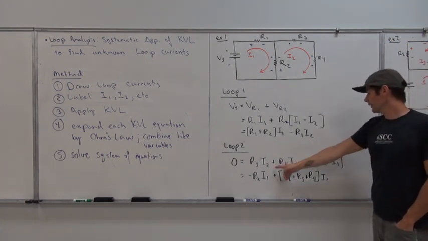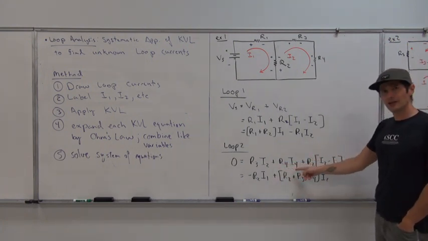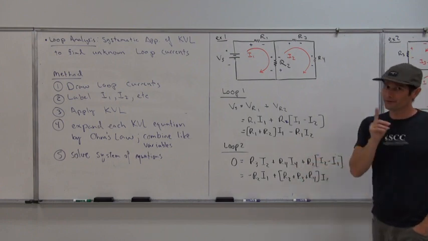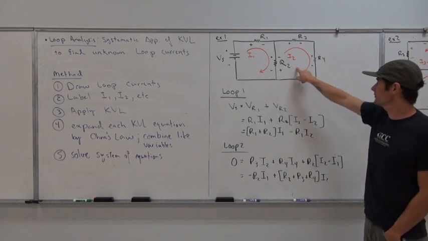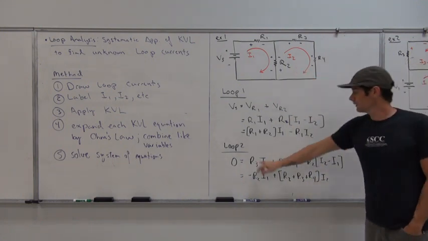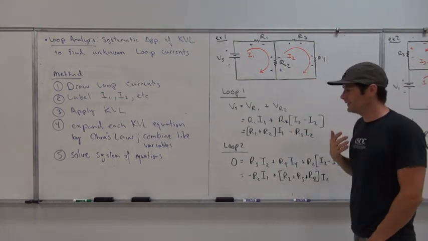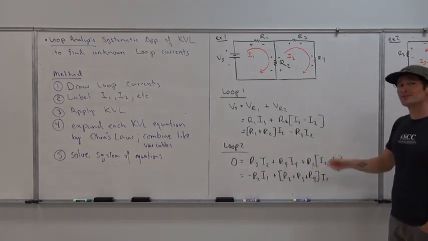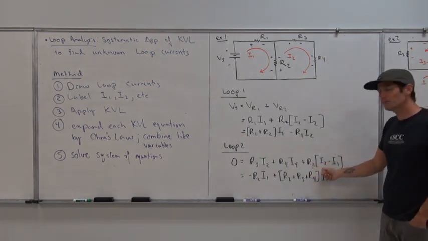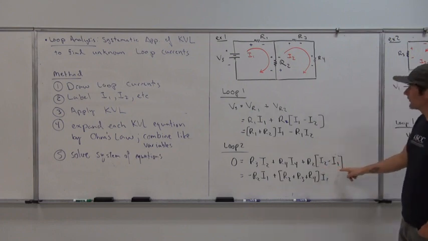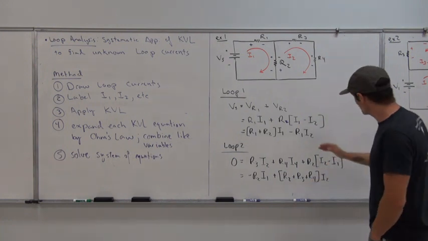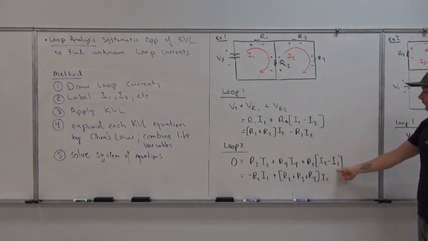So we also add on R4 times I2, plus R2, but in this case, because this is the reference loop we're analyzing, writing out our KVL equation for loop 2, we would say R2 times I2. We put I2 first, minus the effect of I1. So we subtract off I1 in this case.